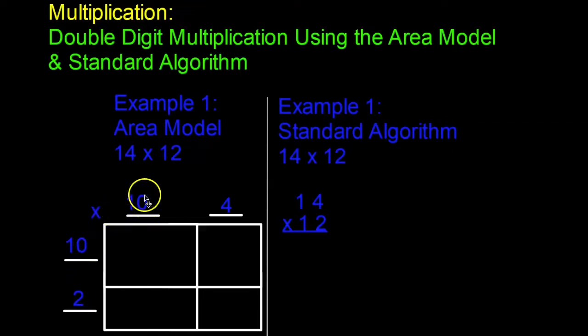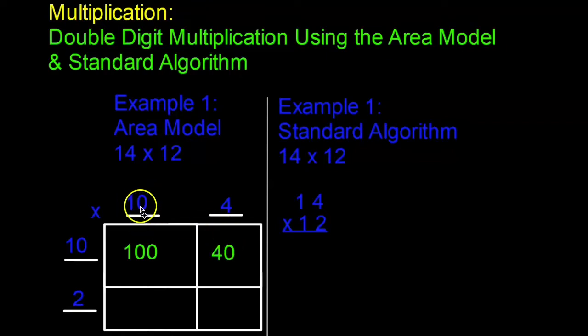So I'm going to look at the 10 and 4, and I'm going to multiply the 10 and the 4 by this first 10 for the number 12. 10 times 10 is 100, so I'm going to place 100 in this part of my area model. And then when I look over here, 4 times 10 is 40. So I'm going to place the 40 over here.